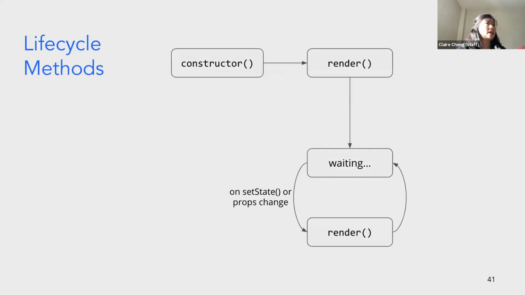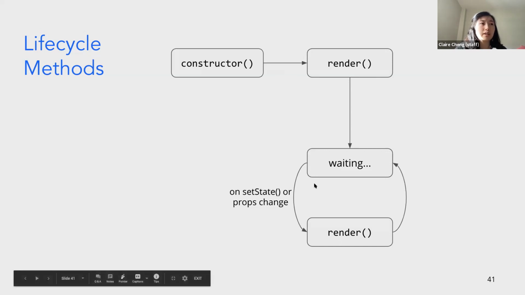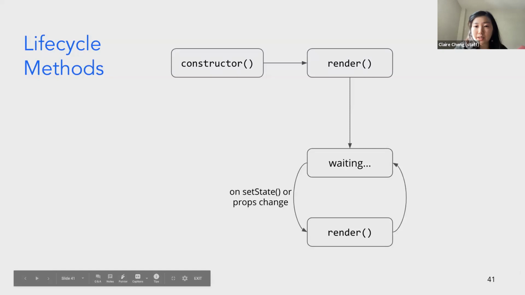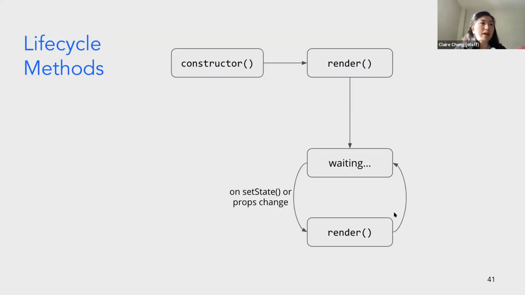So here's the same diagram now, except in a slightly different arrangement. The constructor, render, and waiting here is just representing React waiting for changes in state to happen. And then every time state or props change, render will run again. And if you look at this diagram, you might realize: what if we try to set state in render? What will happen? If you have any ideas, feel free to drop in the chat. So if we try to set state in render, what do you think will happen to our code?